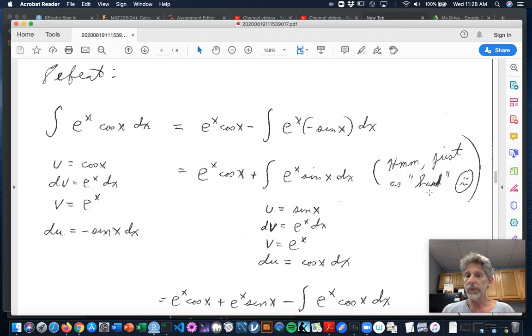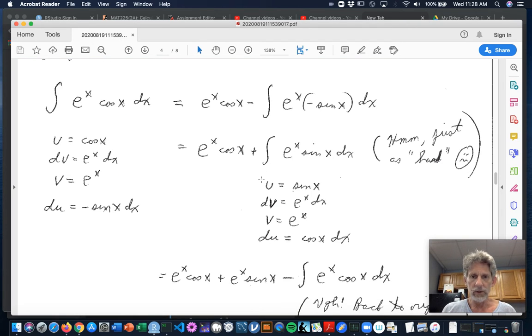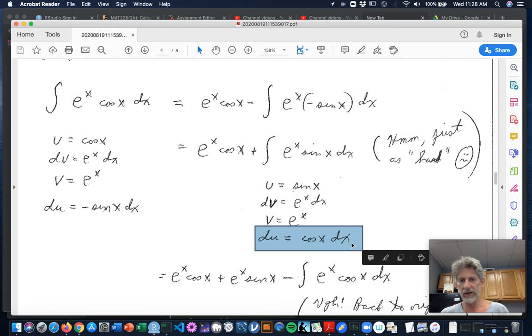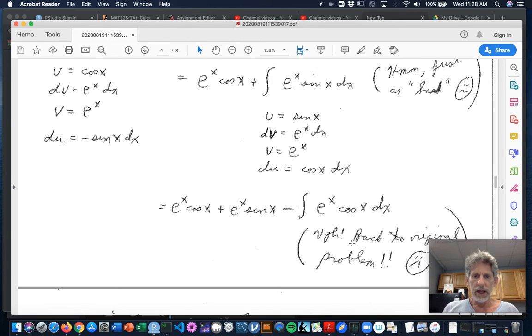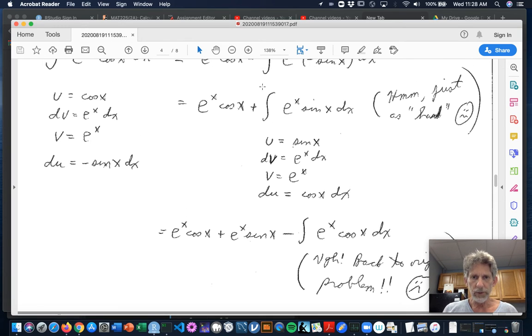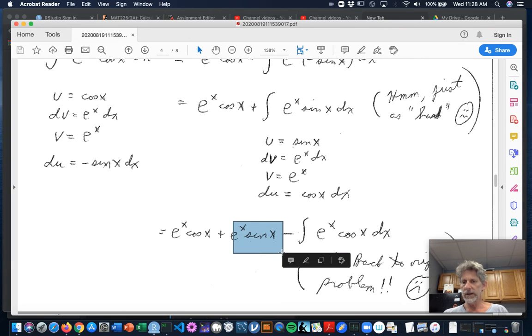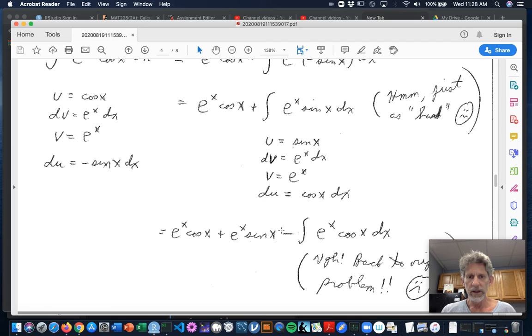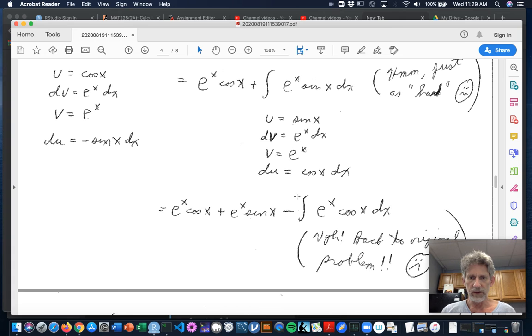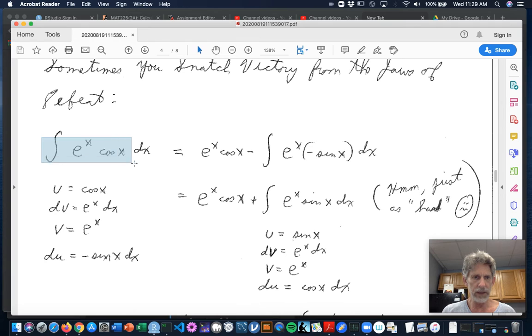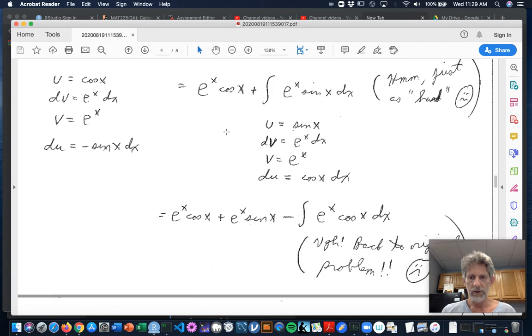But I'll try integration by parts again on that new integral. I'll let u be sine of x. I'll let dv be e to the x dx. So v is e to the x again, and du this time is cosine of x dx. And then I'll just replace this with what integration by parts says it is. Here's my uv, written as vu, minus the integral of the v du. And so I stare at this thing and oops, that's like my original problem, you know? So this looks really bad.